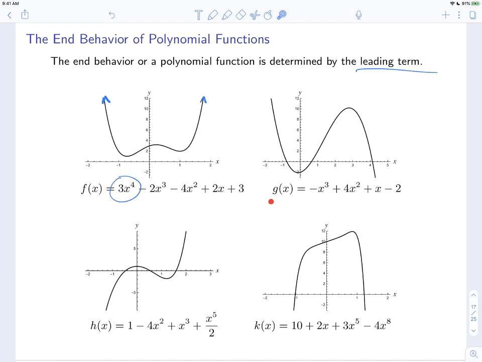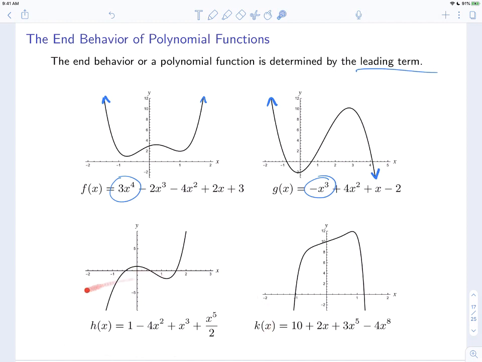Now, our second example, g of x, is a degree 3 polynomial, and the leading term is minus x cubed. Now, this does not look like minus x cubed exactly, because it's decreasing, then increasing, and then decreasing again. But notice that the end behavior is the same as minus x to the 3. In particular, there's a negative sign in front. So as x goes to infinity, as x moves to the right, the y values are going to negative infinity. And as x goes to the left, the y values are increasing.